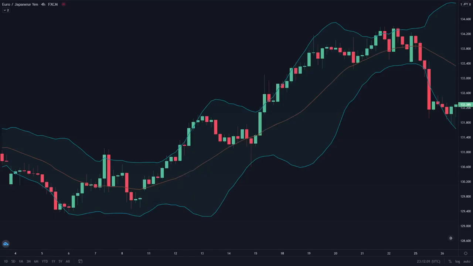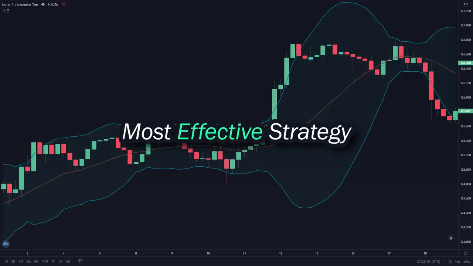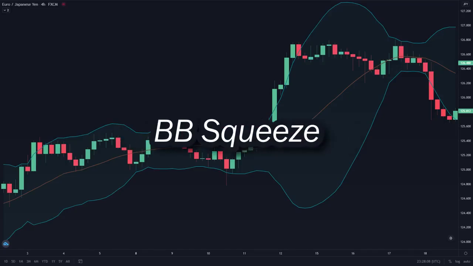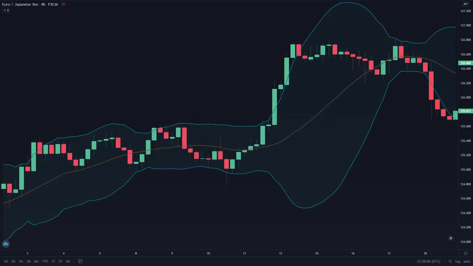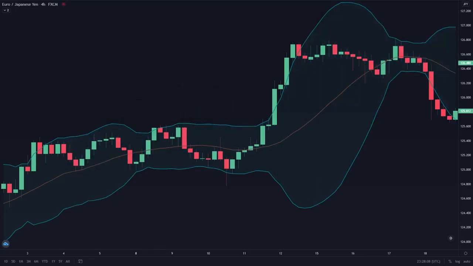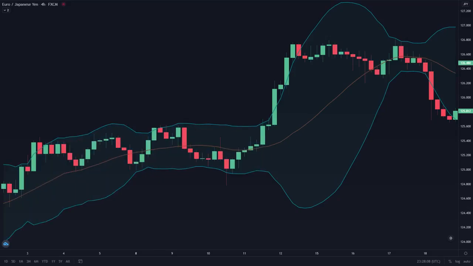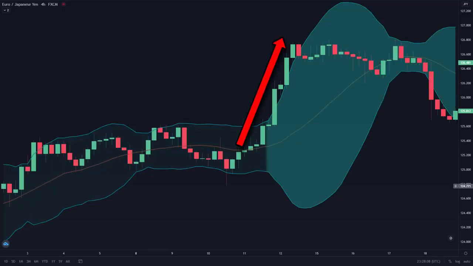So, after testing the Bollinger Bands indicator multiple times, I actually found the most effective strategy that you can use. And the strategy is called the Bollinger Band Squeeze. So this strategy is based on predicting price breakouts using volatility. What you need to understand is that volatility of the market is constantly changing from low to high and vice versa. Meaning that if the market is on a low volatility period like this, eventually volatility will start to pick up in the future, which can lead to big price movements and breakouts.